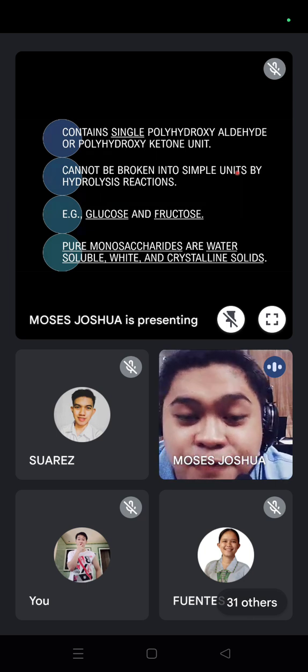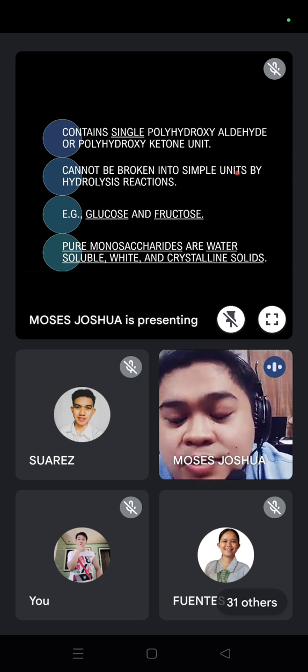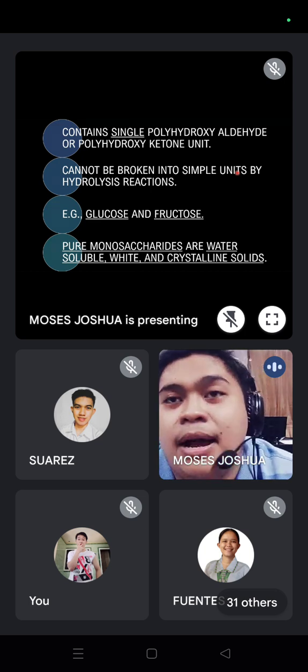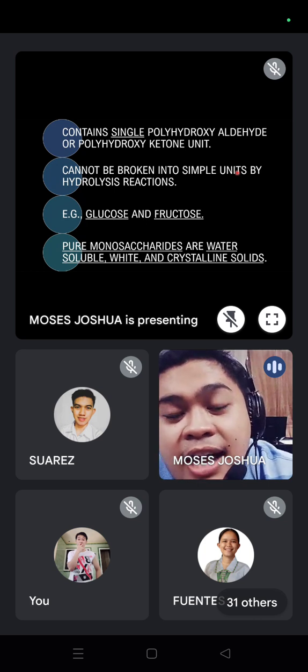So if there is a 5-carbon sugar, we usually call that a pentose. If 6, we have the hexose, the heptose, di ba? So that's how we name compounds that are non-metals.